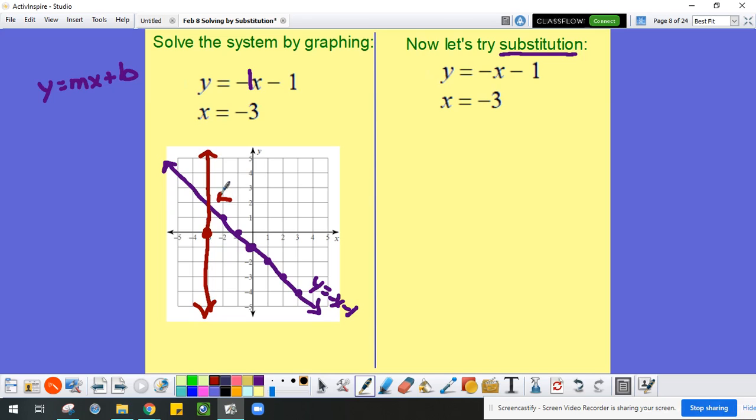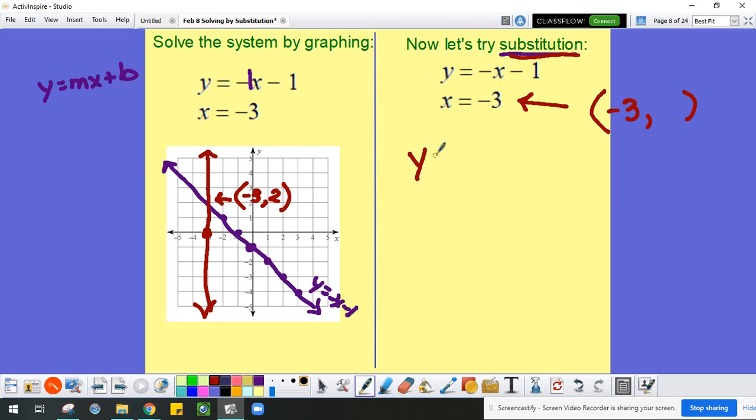Now that I've graphed it, I can see that these two lines cross at -3, 2. So that is my solution from graphing, and that is nice and quick. We're going to try substitution over here. So y equals -x minus 1, x equals -3. I already know, based on this right here, that the x value is -3, but I need to find the y value. The name of the game, substitution. I'm going to put -3 in the place of x.